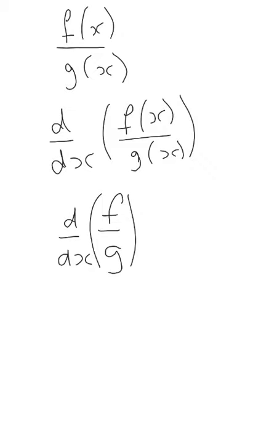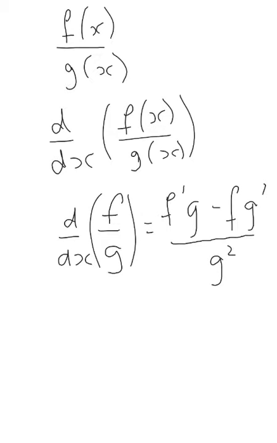So the derivative of f over g using the quotient rule is f dashed, that's the derivative of f, multiplied by g left alone, subtract f left alone, multiplied by the derivative of g dash. All of that is divided by the function g squared. Note that there is not a derivative on the denominator. That is the quotient rule.